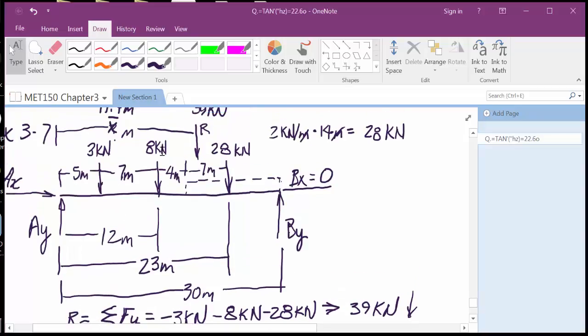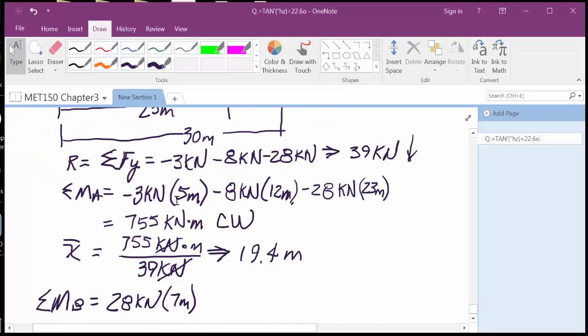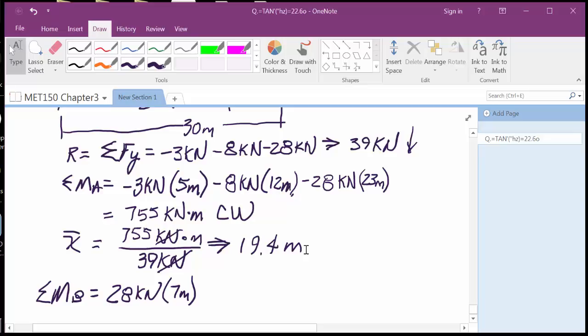Well, then we've got 8 kilonewtons. Oh, now we have to do some math. Well, let's see, 30 minus 12, right? Would be how far 8 is from B. So what's that, 18? And that's making it go counterclockwise as well, so it's a positive. Plus 8 kilonewtons, was it 18?